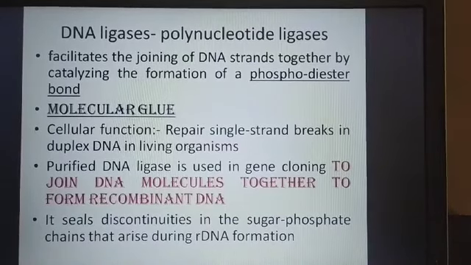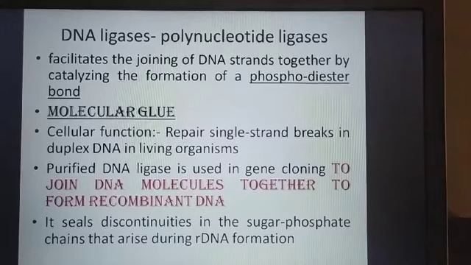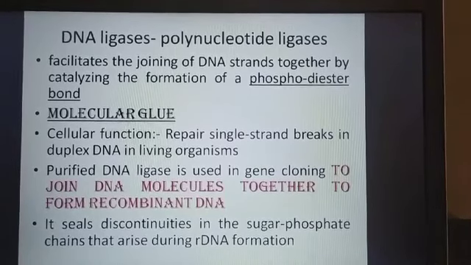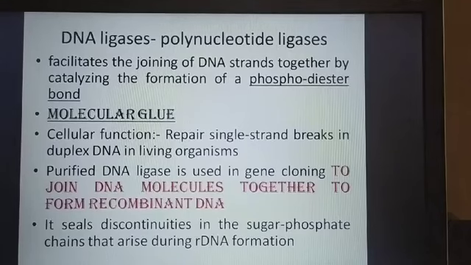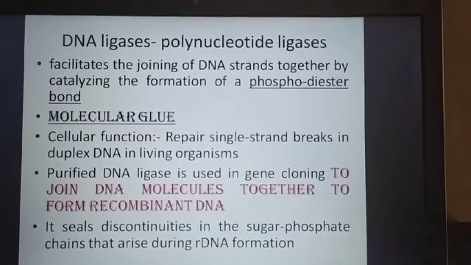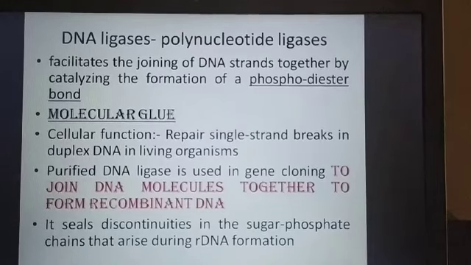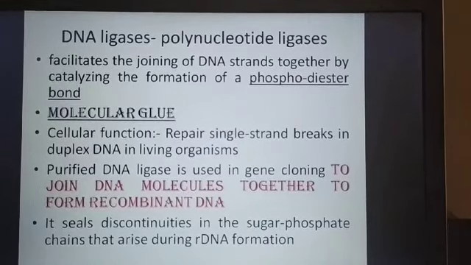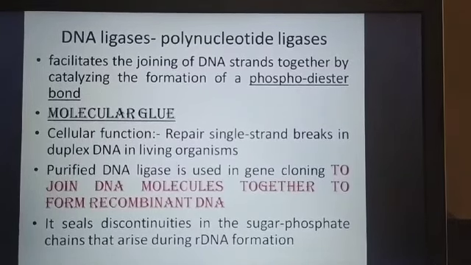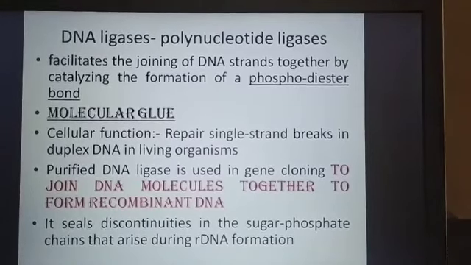It is found in all living cells. What is its cellular function? It is the repair of single strand breaks in the duplex DNA in living organisms. So in double-stranded DNA, if there is any single-stranded break, it is usually repaired by this DNA ligase. For recombinant DNA technology, we have to get purified DNA ligase, and that is used for joining the foreign DNA molecules and the vector DNA molecules to create the recombinant DNA. So the discontinuities in the sugar phosphate backbone will be sealed by DNA ligase.